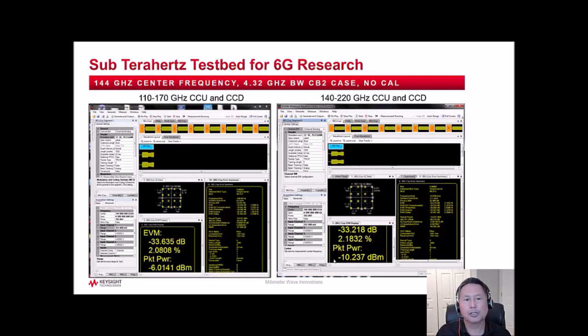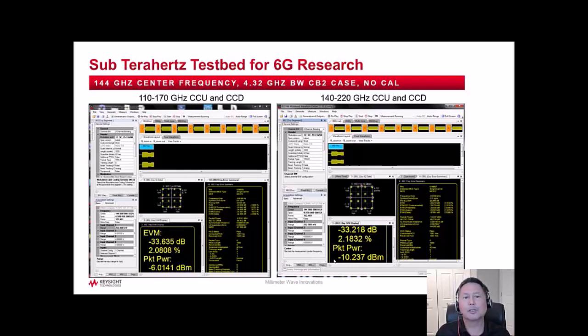Software was used to generate the 802.11ay 4 GHz IF signal with the AWG. The signal was then upconverted to 144 GHz with the VDI upconverter. After the signal was downconverted from 144 GHz back down to a 4 GHz IF with the VDI downconverter, the UXR oscilloscope digitized the IF and software was used to demodulate it.